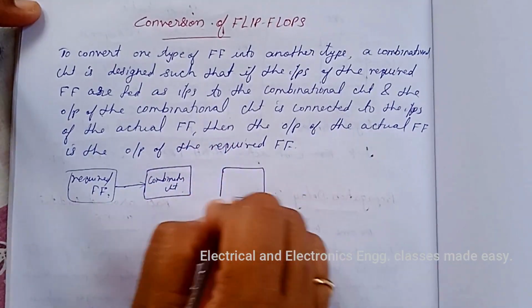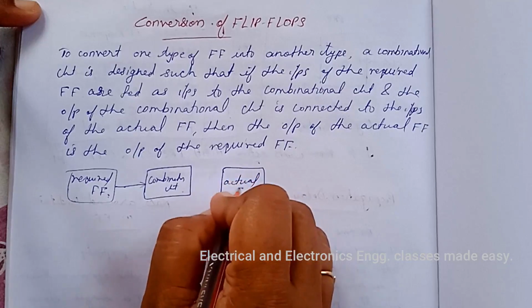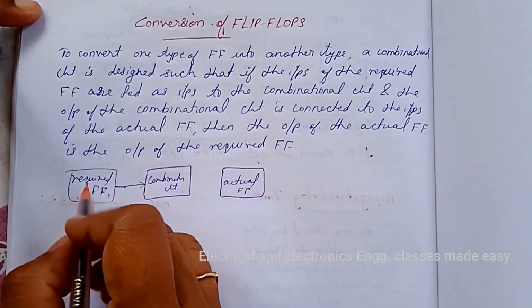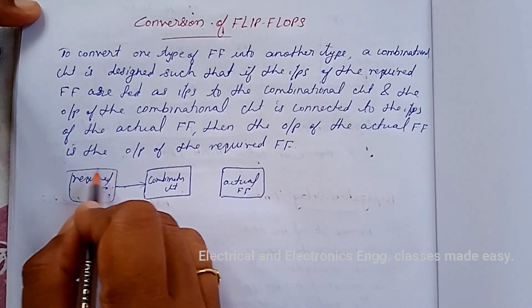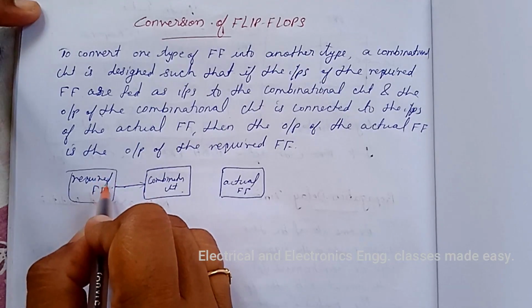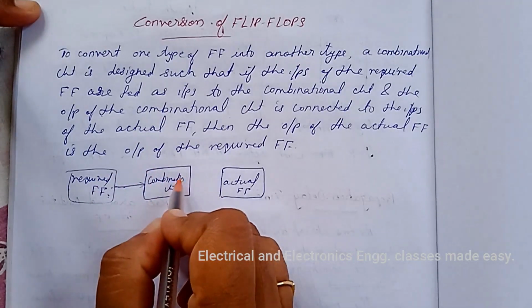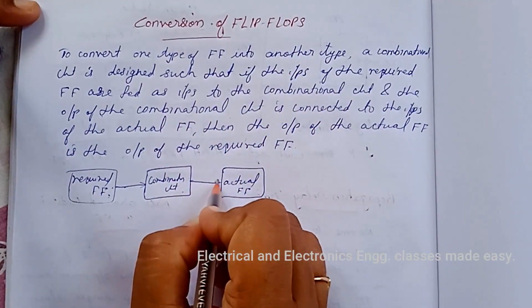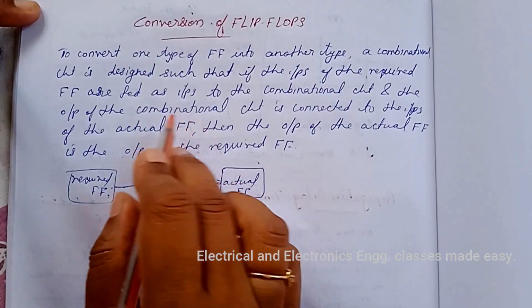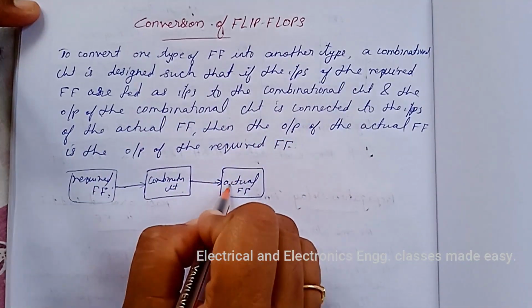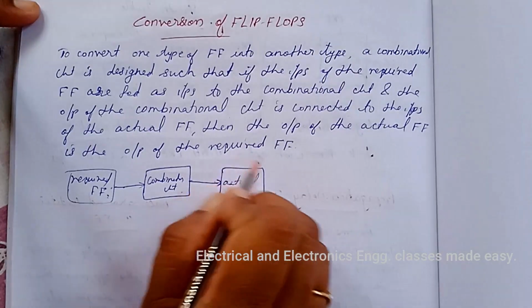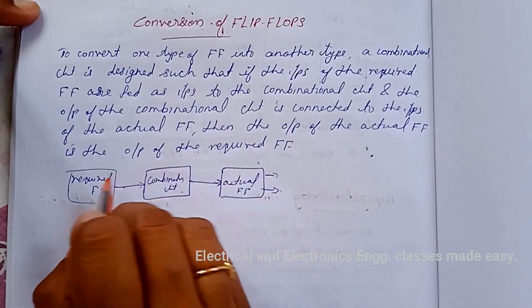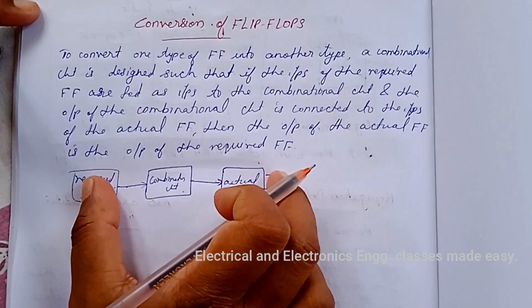So there will be an actual flip-flop. This flip-flop we have to convert to another type. So this is the actual flip-flop and this is the required flip-flop. This is the input and this input is fed to the input of a combinational circuit, and the output of the combinational circuit is connected to the input of the actual flip-flop. Then the output of the actual flip-flop is the output of the required flip-flop.